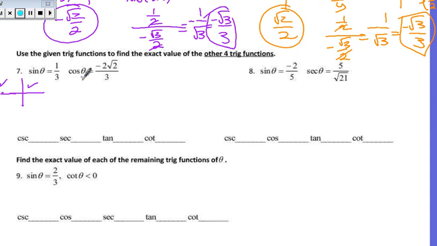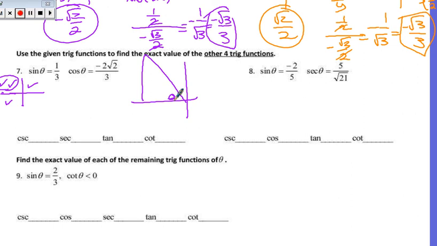It's telling me cosine of theta is negative. Cosine, which is x, is negative in quadrants 2 and 3. My double check winds up in quadrant 2. So that is where angle theta is going to be sitting.